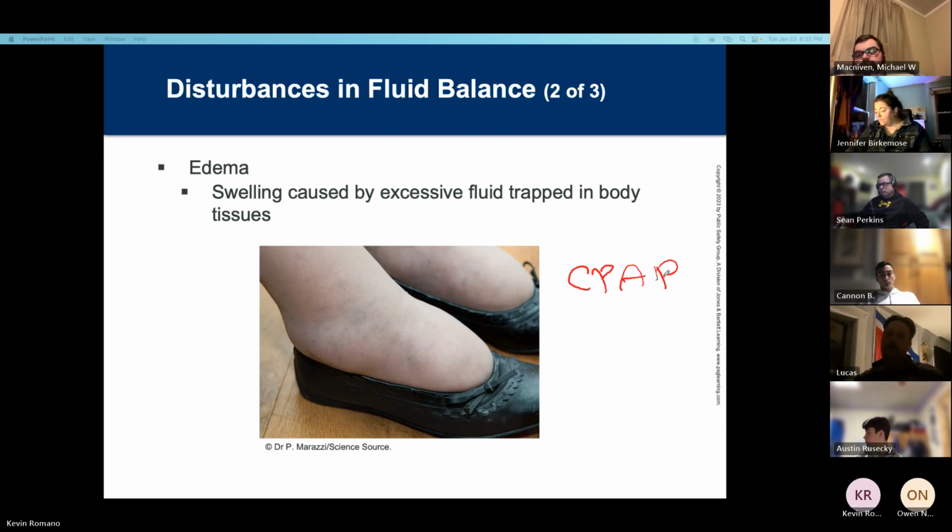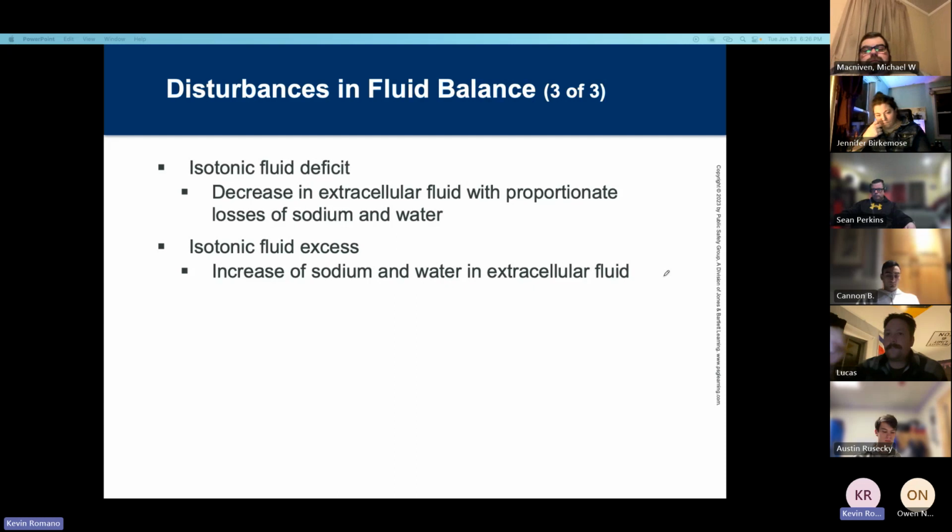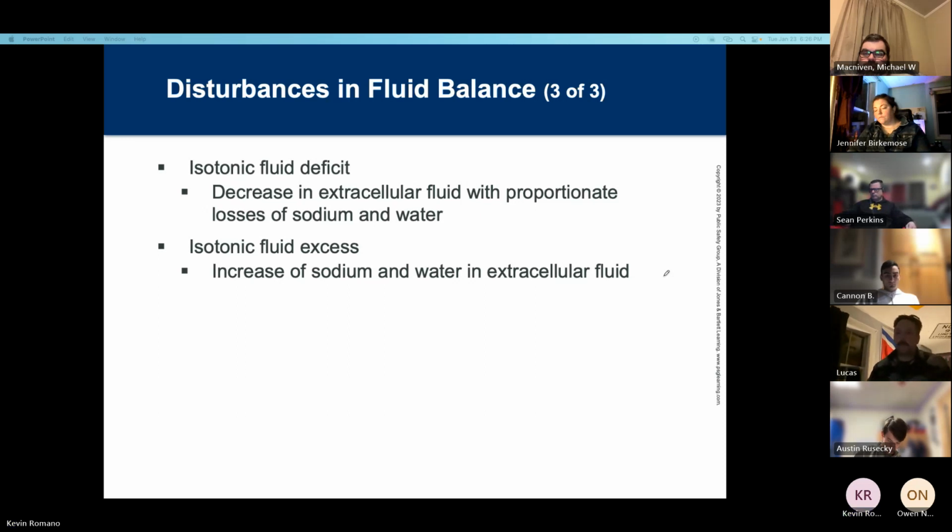Respiratory rate, heart rate, right? A lot of these things could indicate any type of condition that could cause edema, looking at the numbers. So isotonic fluid deficit: a decrease in extracellular fluid with proportionate losses of sodium and water is your isotonic fluid deficit. Most common form of fluid loss. Isotonic fluid excess is a proportionate increase of sodium and water in extracellular fluid. The common causes would include kidney and heart failure. We're going to see kidney disease and heart failure with this.